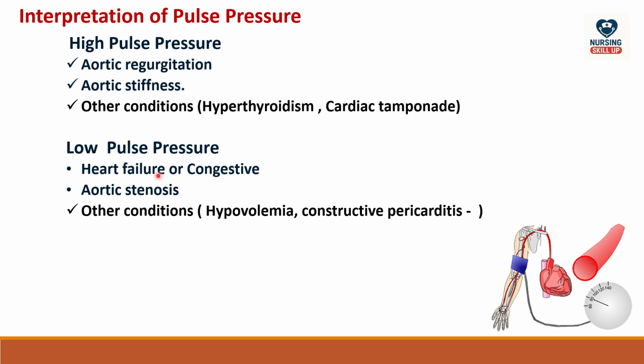Then low pulse pressure includes heart failure or congestive heart failure, aortic stenosis, and other conditions including hypovolemia and constrictive pericarditis. In heart failure, the heart is not pumping blood effectively. In aortic stenosis, the aortic valve is narrowed. Hypovolemia means low blood volume. That is the interpretation of pulse pressure, high pulse pressure and low pulse pressure.